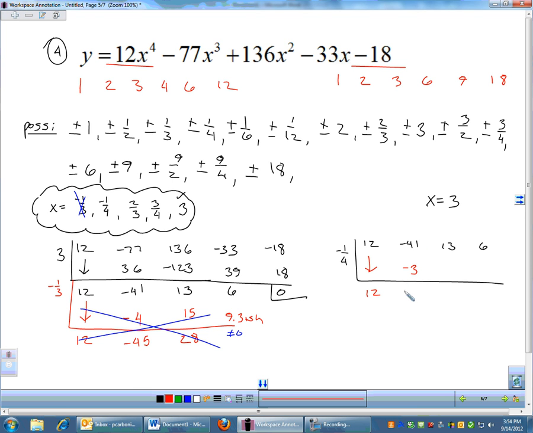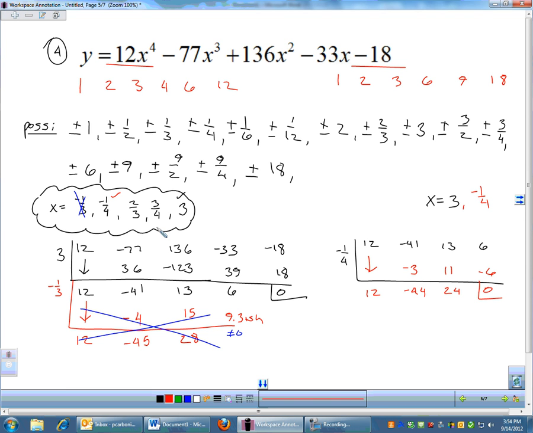Negative 41, minus 3 is negative 44. Times 1/4 is positive 11. 13 and 11 is 24. A fourth of 24 is 6, but I'm multiplying by negatives, so that's negative 6, which is 0. Hey, there we go. Got a remainder of 0. That means negative 1/4 worked. So I'm going to move that over here to my list of confirmed answers.